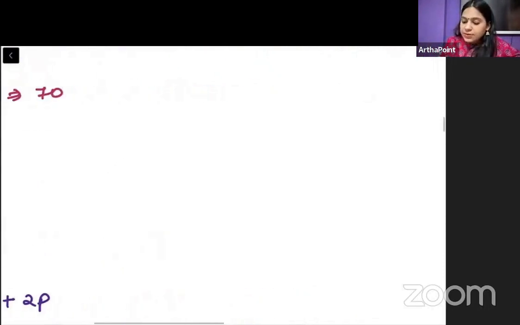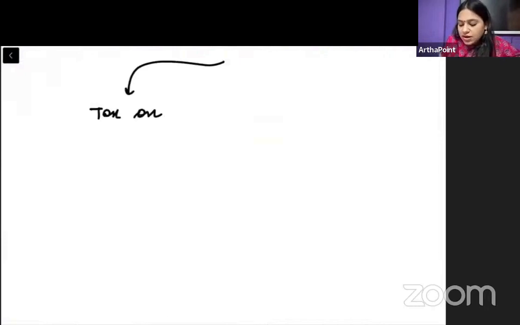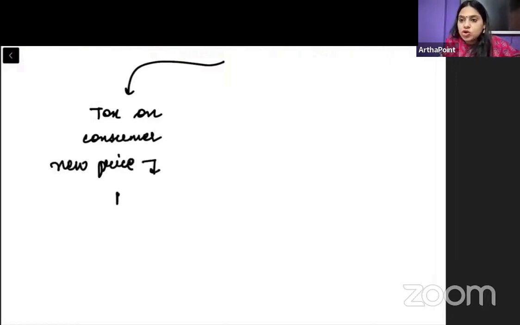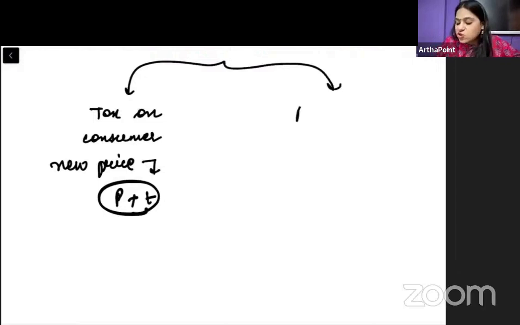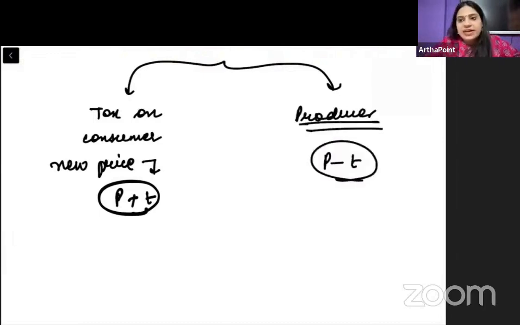But just remember that if you levy the tax on the consumer, अगर आप tax consumer पे लगाते हो, then your new price will actually be P plus T. The price faced by the consumer will become P plus T. And if you levy the tax on the producer, after tax, he will receive a lower price. So the net price will become P minus T.